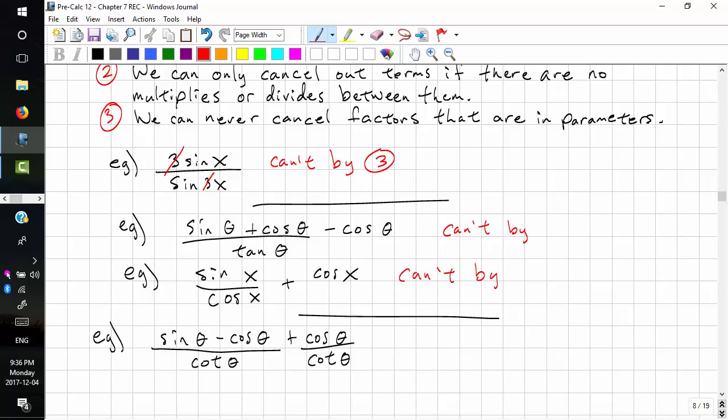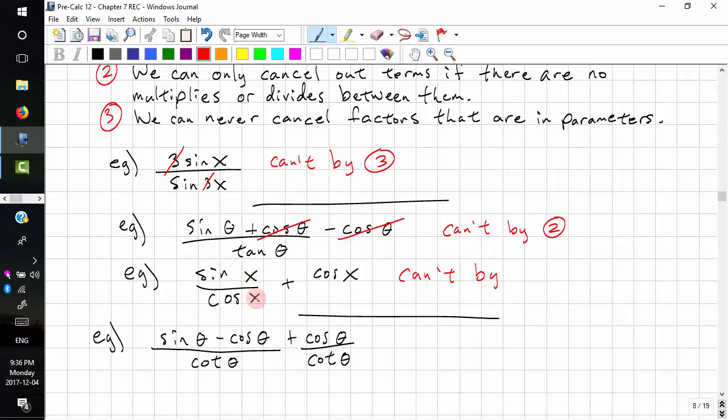Okay, let's look at the next one. Sine theta plus cos theta over tan theta minus cos theta. We see two terms that are alike, a positive cos and negative cos. However, we cannot do this by number 2. We can only cancel out factors if there are no multiplies or divides between them. This is being divided by tangent. This is being divided by 1. They don't have a common denominator, therefore we can't cancel them out.